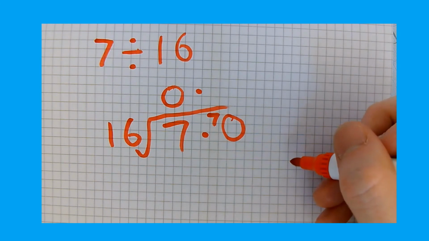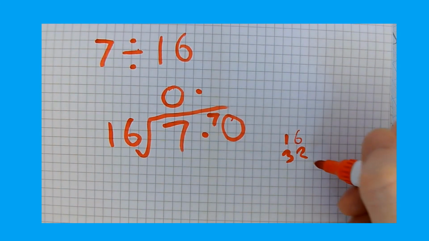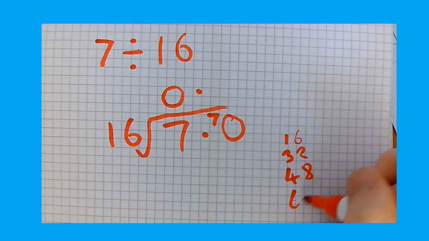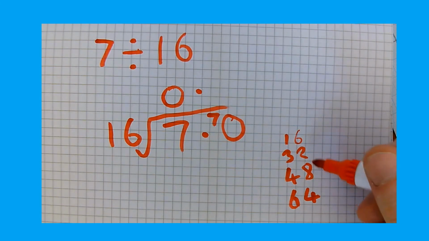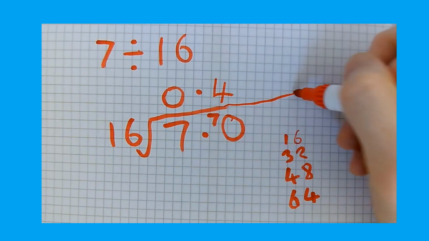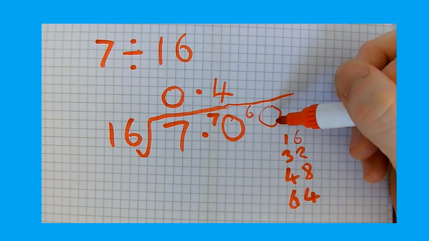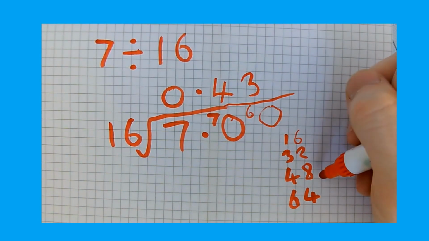That might not be just something that you know, so we can write down here the 16 times table. Right, so we've got 1, 2, 3, 4, remainder 6. Put 0. How many 16s go into 60? We've only got 3. Remainder 12.